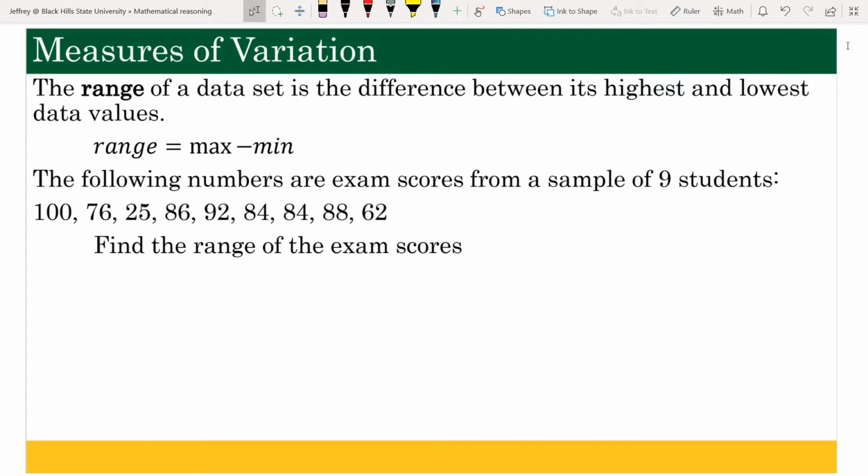The following numbers are exam scores from a sample of 9 students, and we're going to find the range of the exam scores. So in this case, we have the max, which is 100, and the smallest number is 25. So 100 minus 25 is 75. So this is the range.